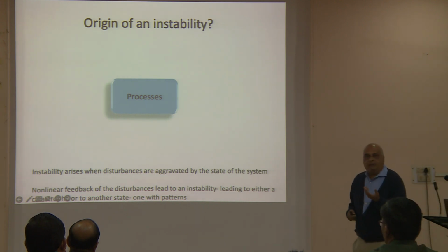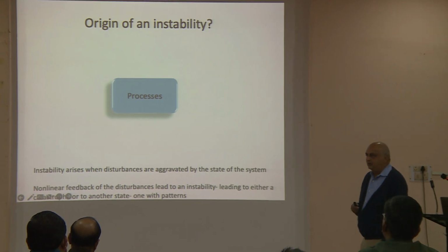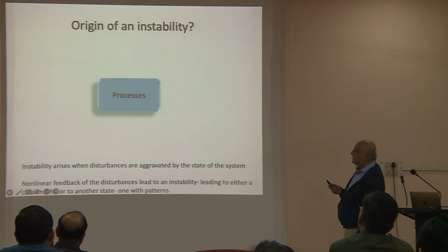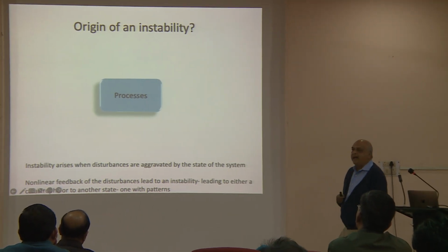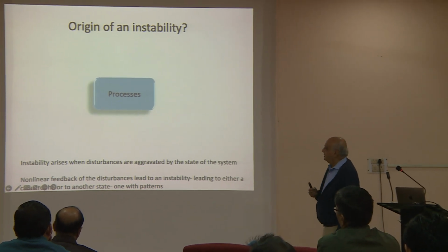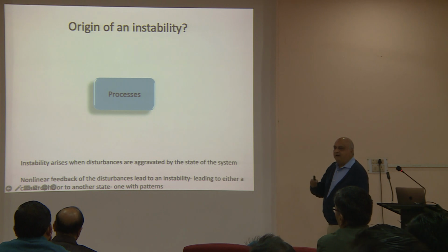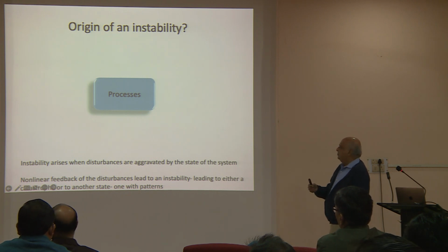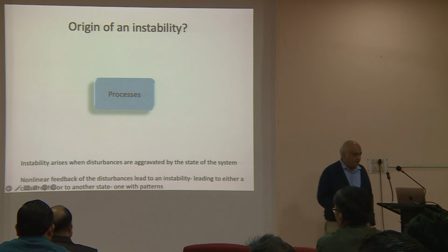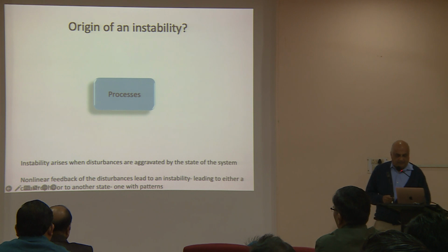Okay, so now we know from our understanding of process control, which I'm sure some of you get involved with, that instability arises when disturbances are aggravated by the state of the system. So let's go into that. So there's a feedback of the disturbances which lead to an instability. Now let me dwell on that a bit.